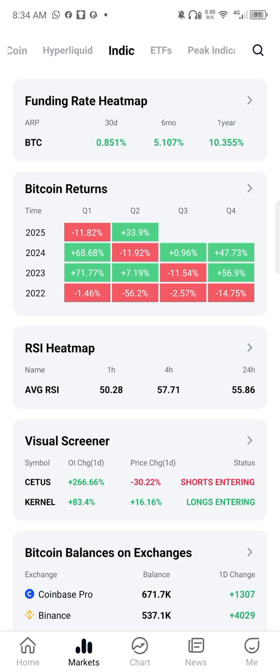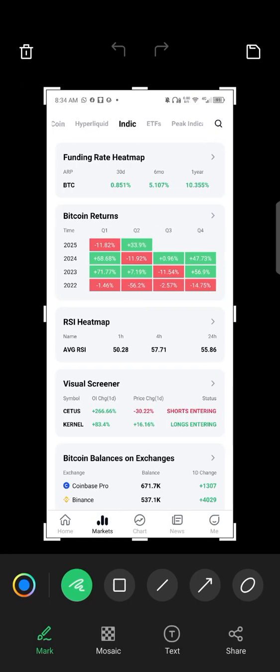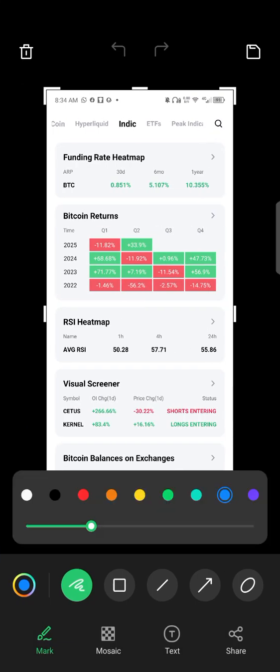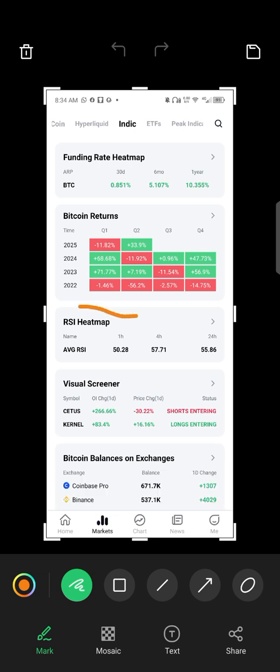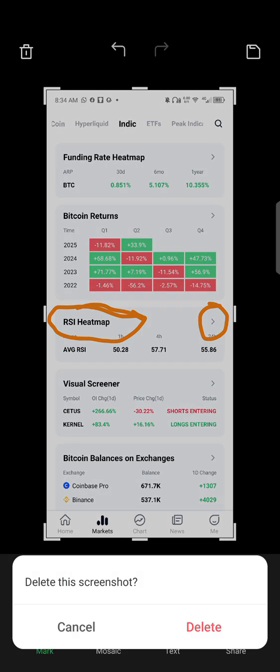Now you see that this is where the index is. Now the index, this is where our interest is. We see so many things here, don't be confused. So index here, our goal is to look at one of the features here. Our goal is on RSI heat map. So where I've circled RSI heat map, we are going to click on the small arrow here to enter into that indicator to see what is happening there.